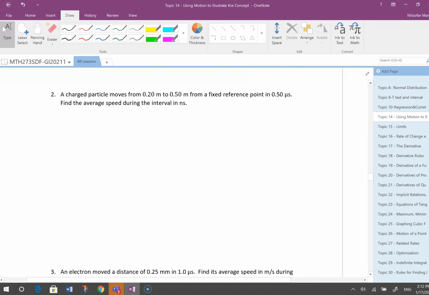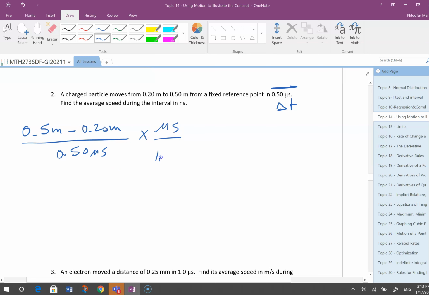See, this is delta t, this is the change in t. So it is this meter minus this meter. I show you the units because I want you to see both of them are meters, so we have to be careful. And then divided by this microsecond. I want to go to meters per nanosecond, so multiply. Microsecond is 10 to the power minus 6 second.